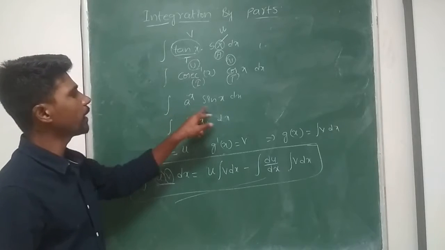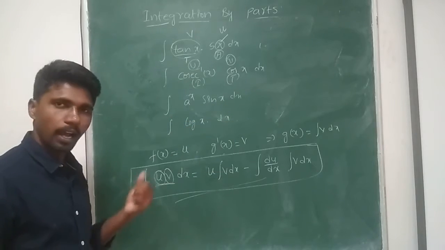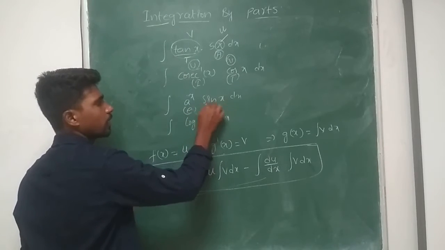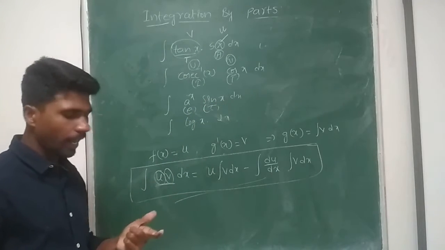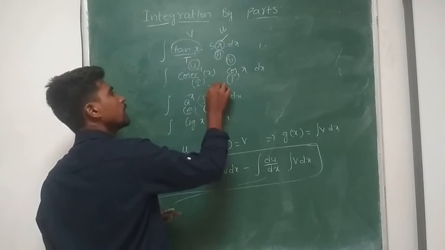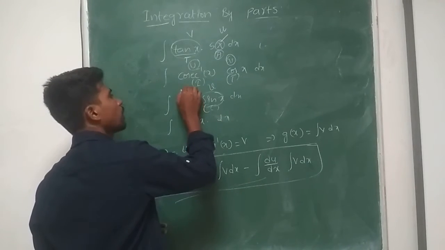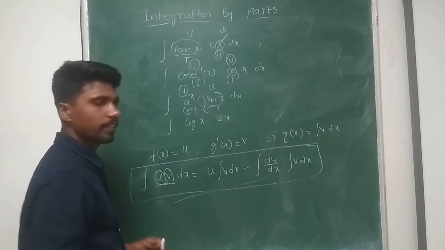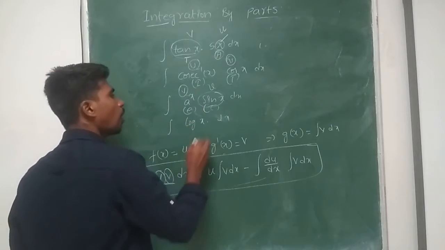Next, a power x into sin x. A power x represents an exponential function, sin x a trigonometric function. I, L, A, T. So sin x I have to consider as u. Next, a power x I have to consider as v. Then I have to find its integration. Next, I have only log x alone.